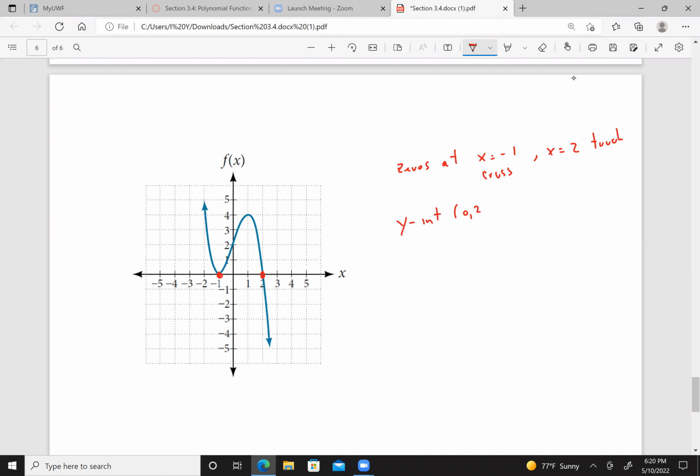At 0, 2. So let's try to put this together. And if I need another point here, I have 1, 4. Okay, so this is touching. And if you look, I've got them going in opposite directions, up and down. So I'm looking for an odd degree.